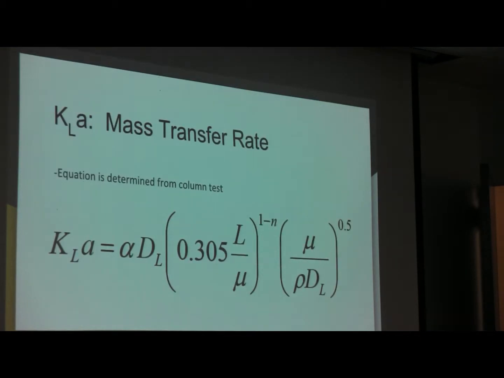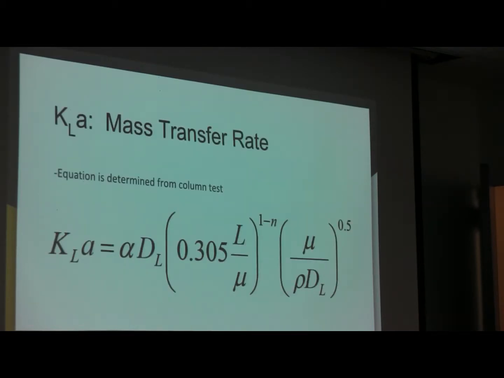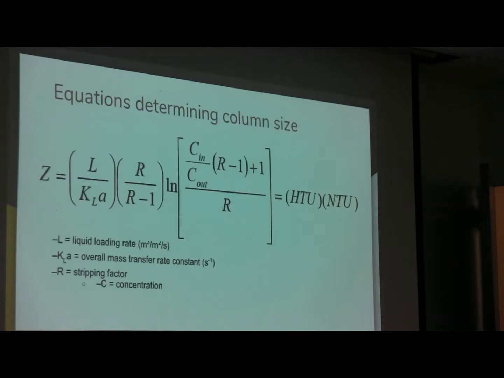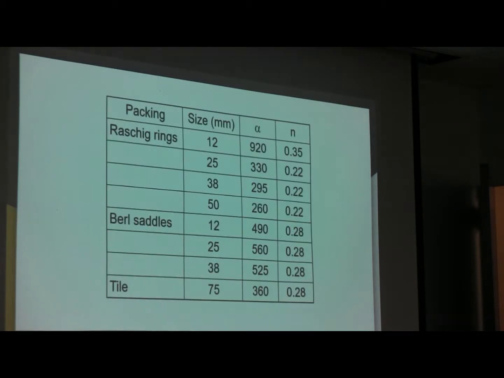And then is the mass transfer rate. This one is basically related to the packed material, because there are many different kinds of packed material in the packed column, such as Raschig rings, Berl saddles, and tile. And you can see there is an alpha and n which will help us determine the KLa. So as you can see in this one, determining the column height, we want a higher KLa value to minimize the height.